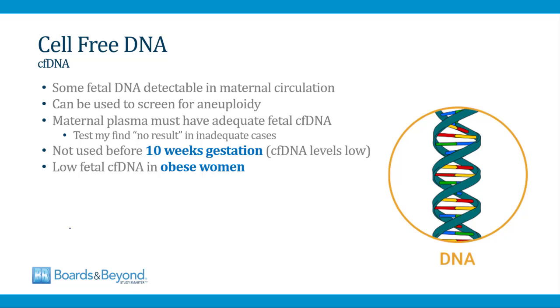So for years and years, fetal aneuploidy screening has been done through a combination of fetal ultrasound findings and measurement of serum markers in the mother's blood. But a newer way to screen for aneuploidy that's becoming increasingly popular is known as cell-free DNA. The idea behind cell-free DNA is that there is some fetal DNA that is detectable in the maternal circulation, and if you can identify this DNA, you can use it to screen for aneuploidy.